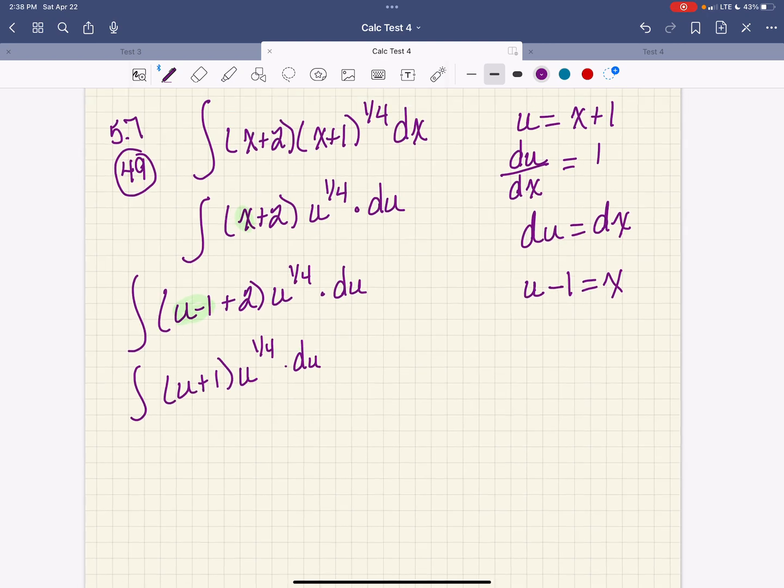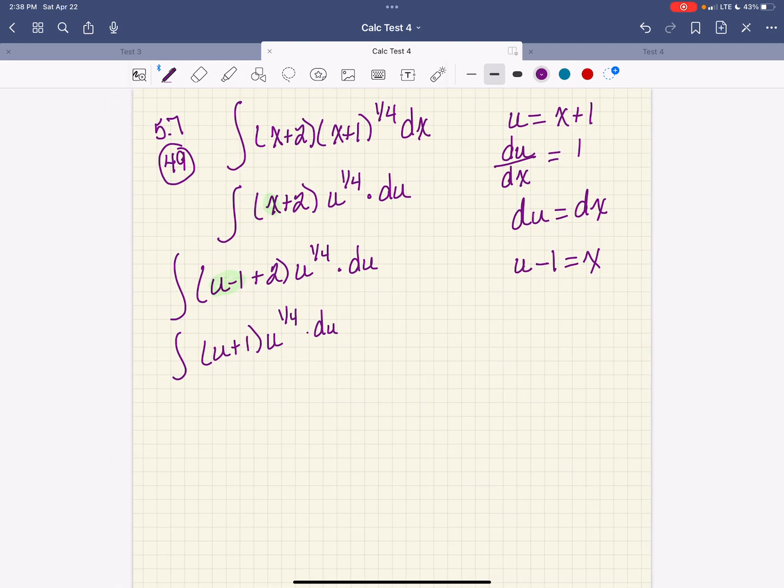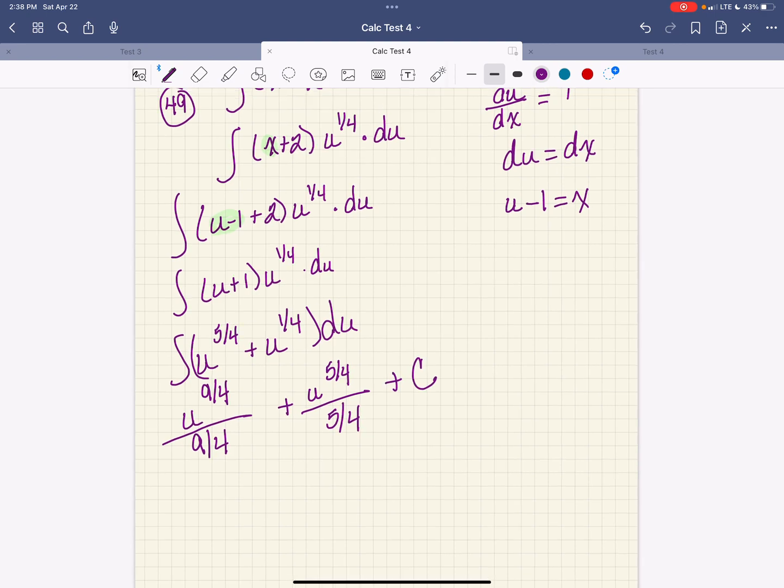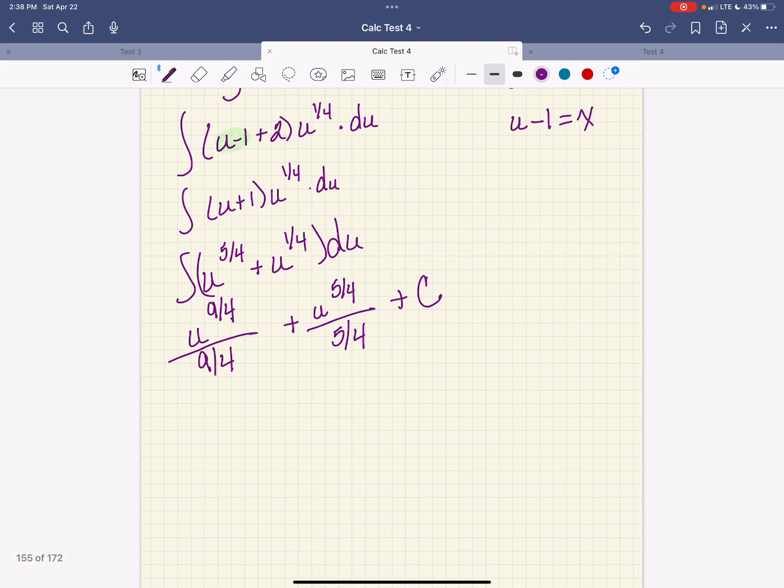Okay, now I can distribute that u to the 1/4. So I am going to have u to the 5/4 plus u to the 1/4 du. And now I can take the antiderivative. Once I take the antiderivative, I drop my integral sign. So I have u to the 9/4 over 9/4 plus u to the 5/4 over 5/4, and that's going to be plus c because it's indefinite. I don't have any bounds.